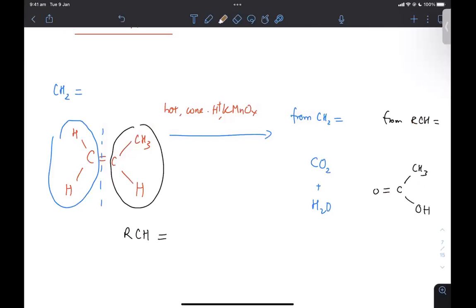The original carbon of the carbon-carbon double bond is this thing here. The original carbon there is this carbon dioxide. When you get carbon dioxide, it means you have CH2 double bond originally. When you get carboxylic acid, you must have an RCH double bond.